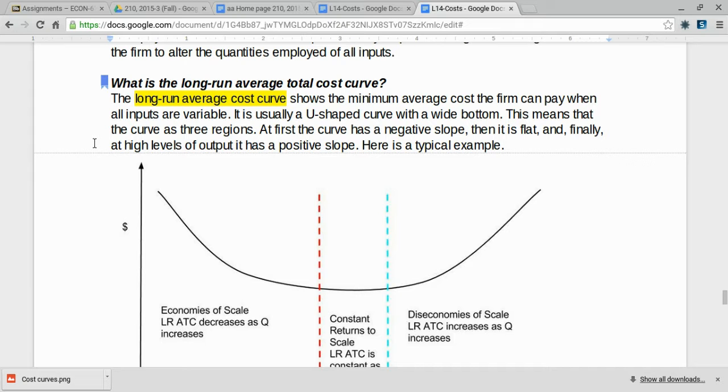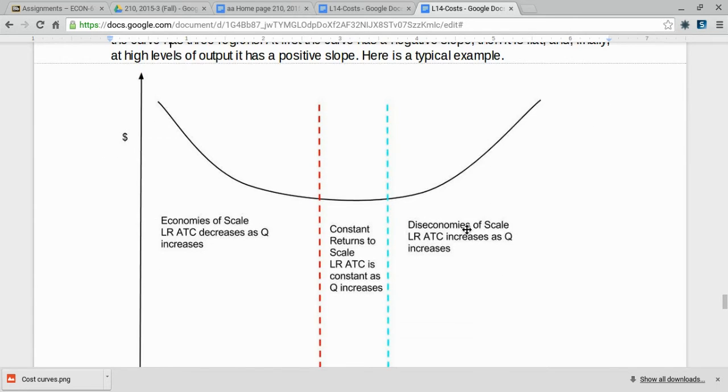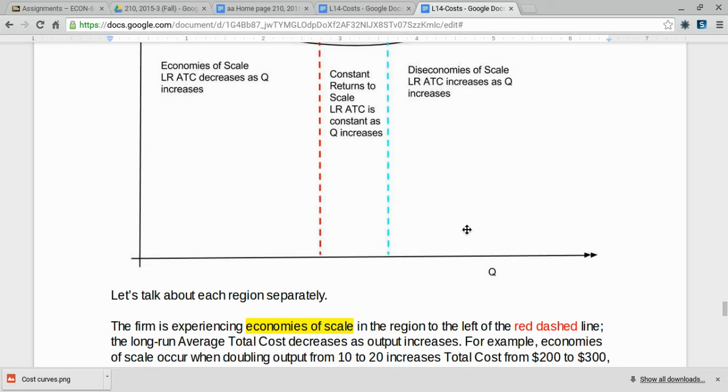It is usually a U-shaped curve with a wide bottom. This means that the curve has three regions. At first, the curve has a negative slope. Then it is flat. And finally, at high levels of output, it has a positive slope. The examples are shown below. Let's talk about each region separately.